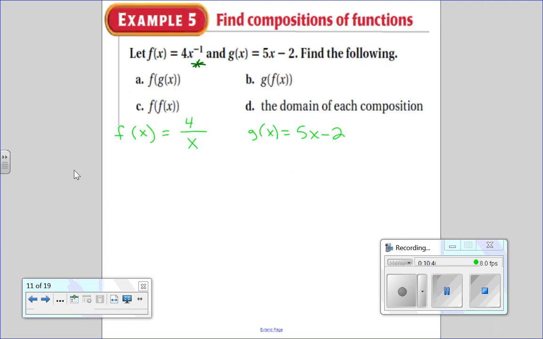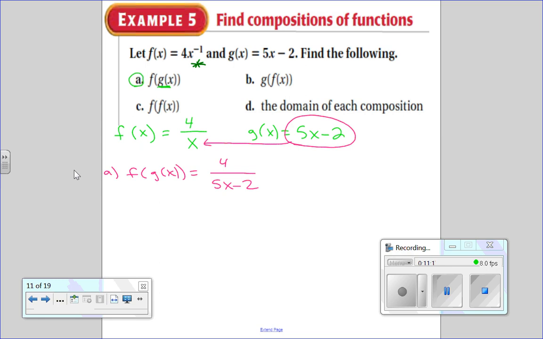All right, you just want to do part A? So part A, f of g of x. You're starting on the inside. So you're going to take g of x and put it in function f. So right here, it's going to go right about there. So in part A, f of g of x would be 4 on top, 5x minus 2 on bottom. And that's your answer. There's really no simplifying to be done.